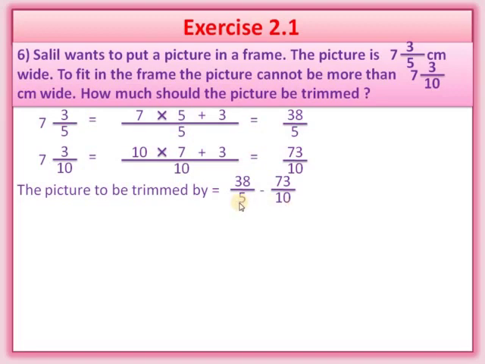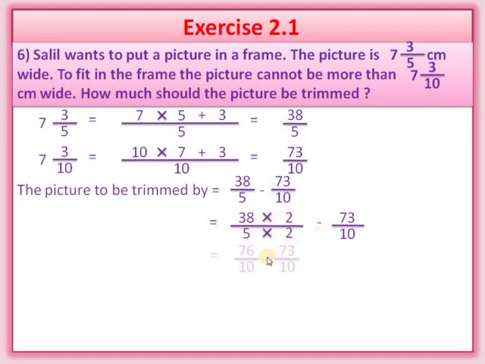Now you are going to find out the LCM of 5 and 10. Okay, so you can see 38 multiplied by 2 upon 5 multiplied by 2. Because the LCM is 10, right? 5 twos are 10, so we will multiply by 2 in the denominator and the numerator both. So 38 multiplied by 2 upon 5 multiplied by 2.